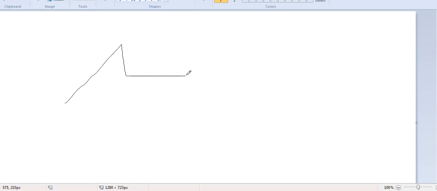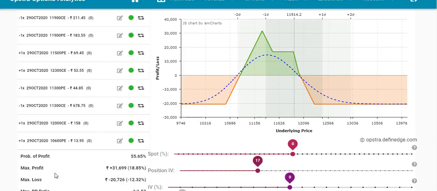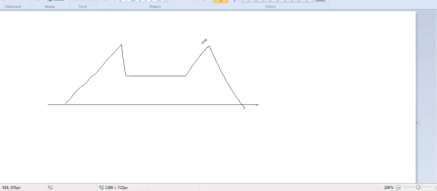Your position will look like this, and here we have short, this is 11,900 and this is 11,300. So in here you will make your maximum profit. In this area also you will make profit, but it will be a little bit less. This is all your profitable area.